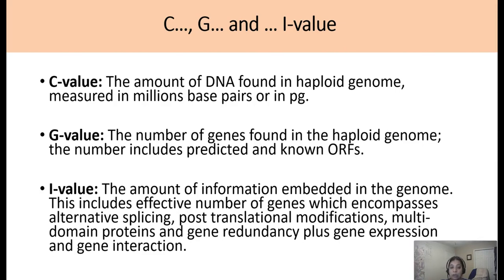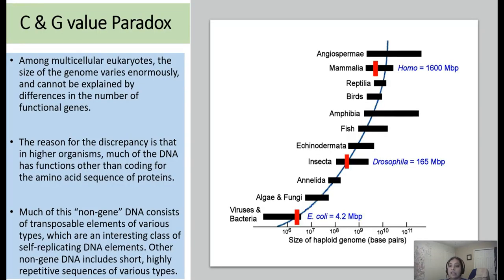So that would include alternative splicing from the same RNA transcript to make multiple types of proteins, post-translational modifications, multi-domain proteins, any type of redundancies that might be present in our genome, as well as things that are regulating our gene expression and gene interaction. So that kind of encompasses a lot more than just simply looking at DNA content or G value. In general, C and G values are not very reliable if you're going to compare them to complexity of the organism.